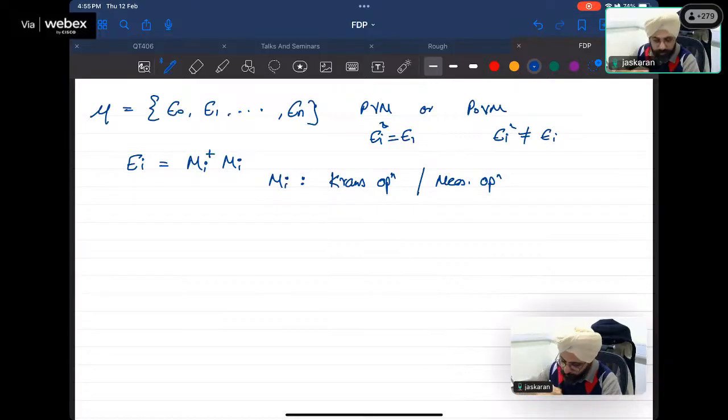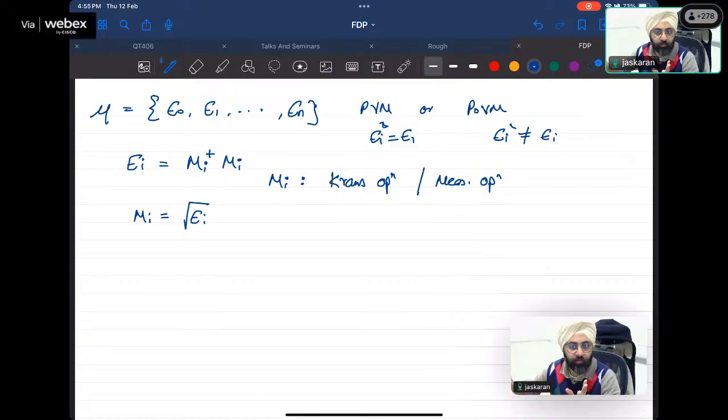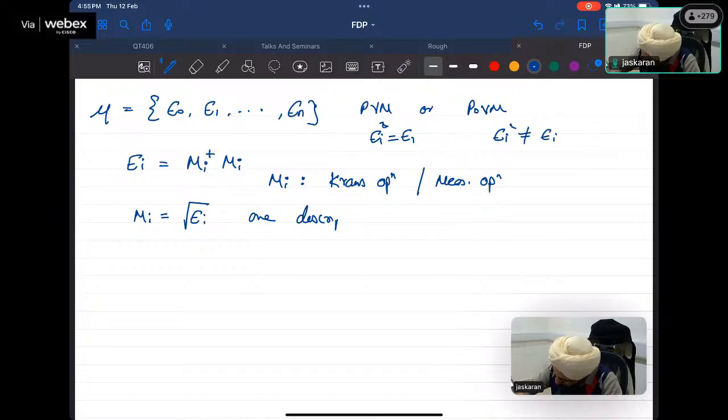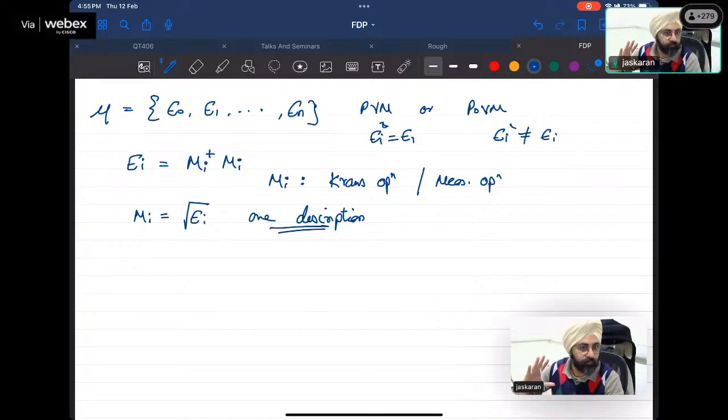The best idea to find these Mi is just take the operator Ei and take a square root of that operator. When we are taking a square root of the operator, what does it mean? We diagonalize the operator, we find its eigenvalues, and then just take the square root of the eigenvalues in the diagonal form. This is just one description. It does not mean that this is unique. In general, these measurement operators are not unique. There are infinitely many of them possible.